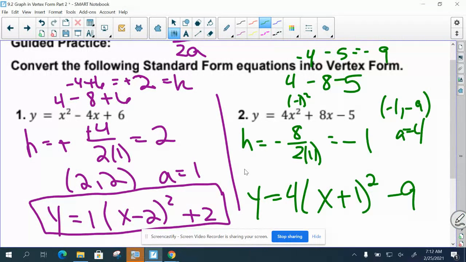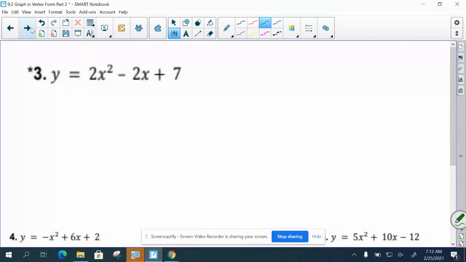What else do I want to do? Let's see. Yeah, like I said, we will definitely not be doing all of these. You can if you want. And then what you would do if you wanted to check your answer is you would just plug them both into Desmos and see if they're the same.